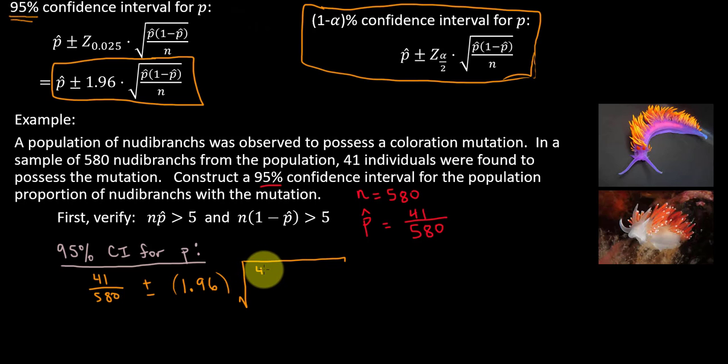I need p hat times 1 minus p hat, and that needs to be divided by 580. And if that's not clear, that should all be inside the square root there. I'm going to do some simplification. I'll use R to perform these computations.